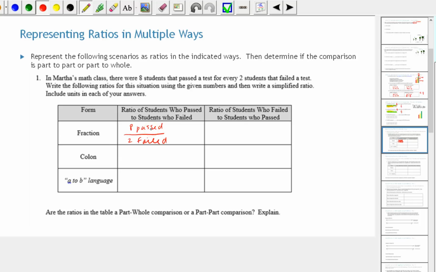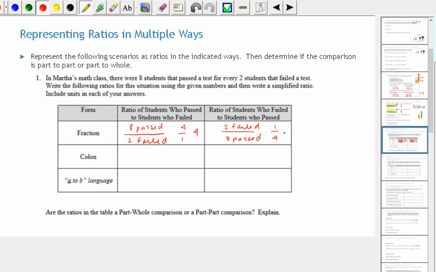Okay, I do ask for them to write a simplified ratio, and then notice here it says ratio of students who failed to students who passed is 2 failed for every 8 that passed. Okay, and if we write these just as numbers, this is 4 to 1 or 4, and this is 1 to 4. And we really want them to see, just like with the broomsticks, that when you compare two quantities in the opposite direction, we get reciprocals.